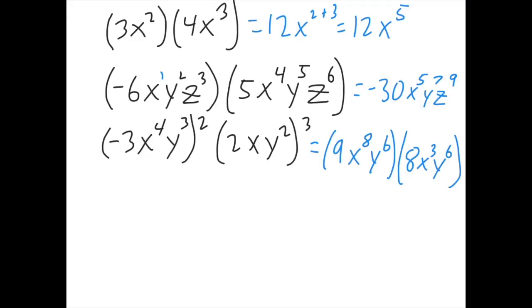Now, we're back to similar to the last problem, we need to multiply those two. So multiply each individually. So 9 times 8 is 72. X to the 8th times x cubed will give us x to the 11th. Remember, add the exponents. And y to the 6th times y to the 6th. 6 plus 6 is 12. So y to the 12th.